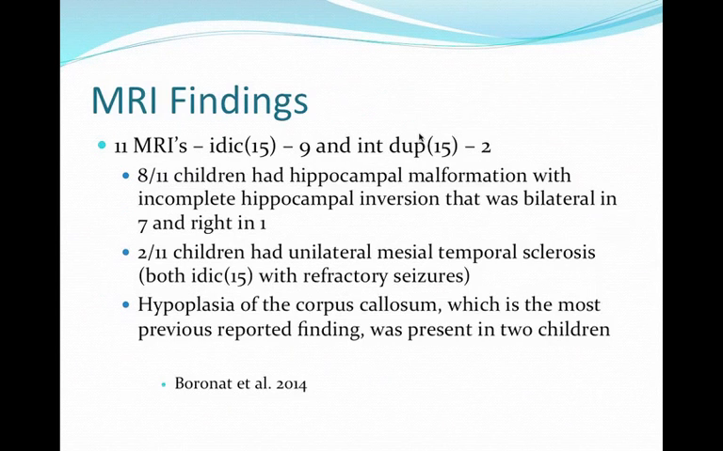Some of the evidence as to why we think it's multifocal: we just published a study a couple months ago where we looked at 11 MRIs, 9 kids with isodicentric and 2 with interstitial duplications, and 8 of the 11 had what we call hippocampal malformation, part of the temporal lobe, and I'll show a picture in a little bit. Not so much that it had severe abnormalities, but just wasn't quite rotated the right way.